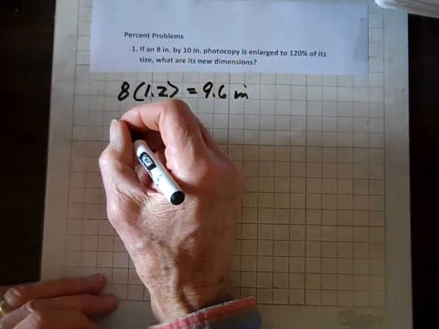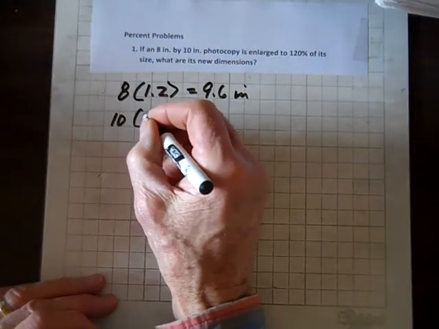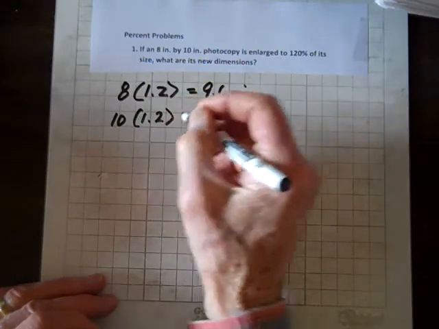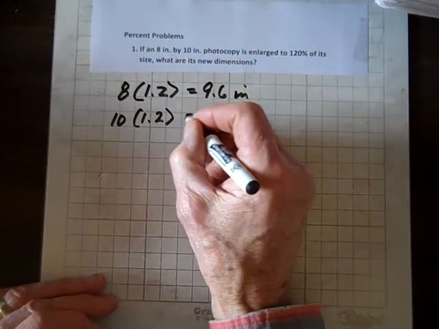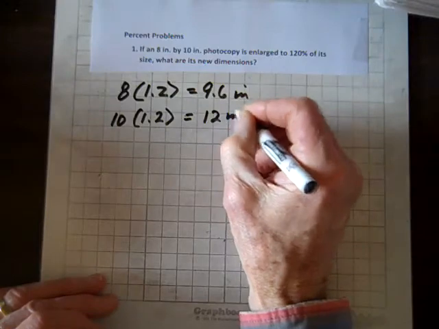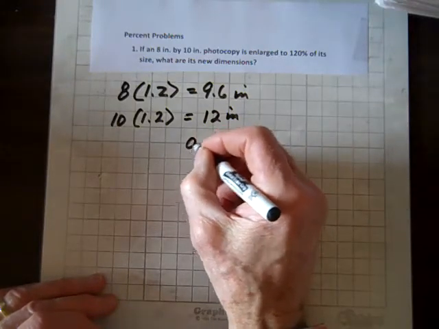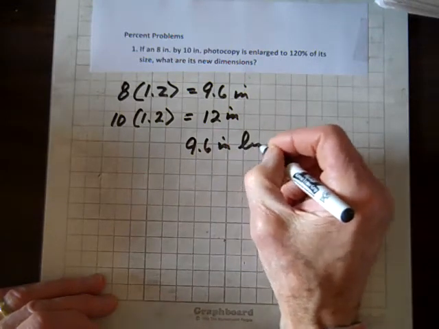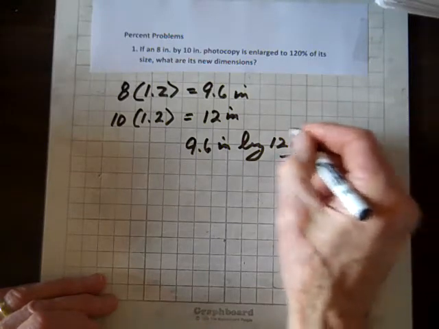Now we'll do the same thing again, except this time we're talking about 10, and we're going to enlarge that 120%, so we'll use the decimal form of 120%, which is 1.2, and the product of these two is 12 inches. So we're talking about 9.6 inches by 12 inches. And we're done.